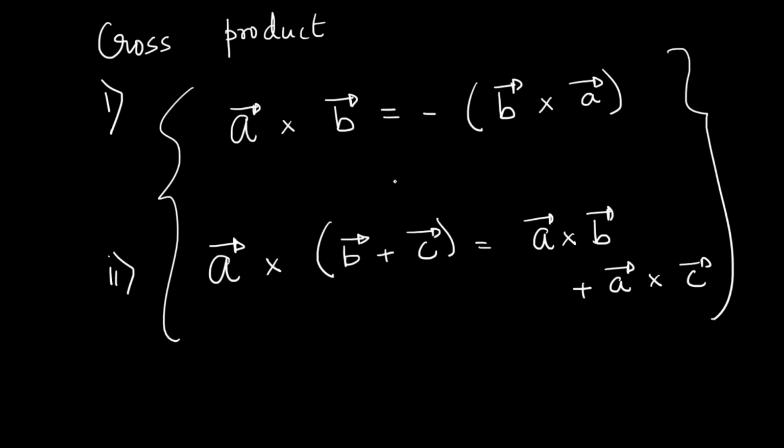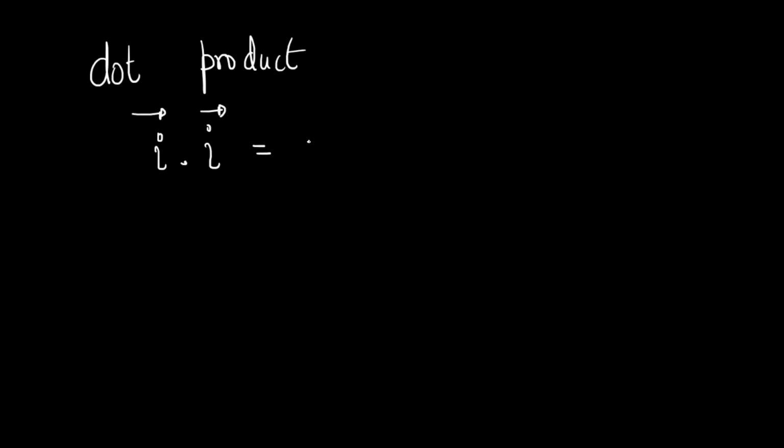Now, for a couple of simple observations, let me just go back to the dot product once and remind you that we needed to know such kind of combinations. This is mod i dot mod i cos 0, because the angle between i and i is 0, and this is 1 into 1 into 1 is equal to 1.